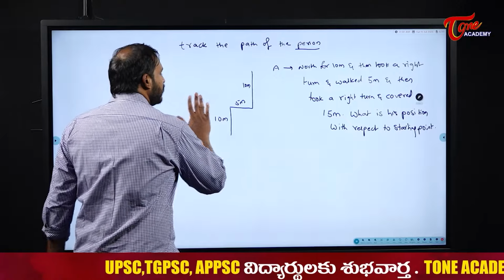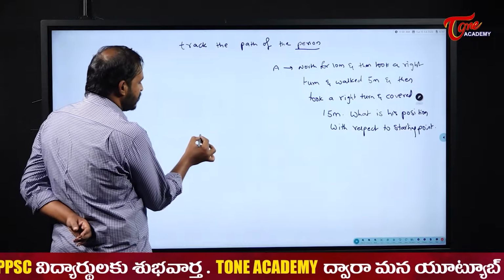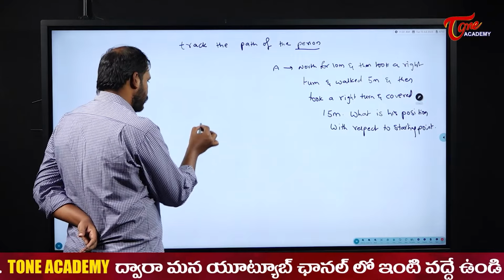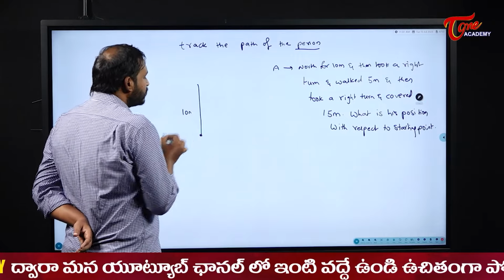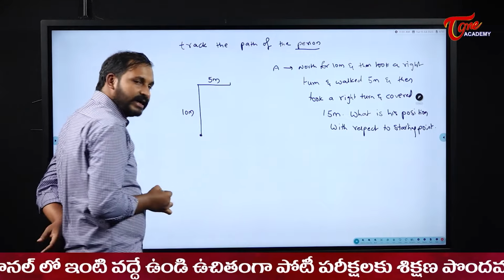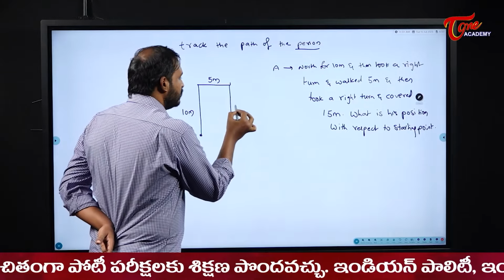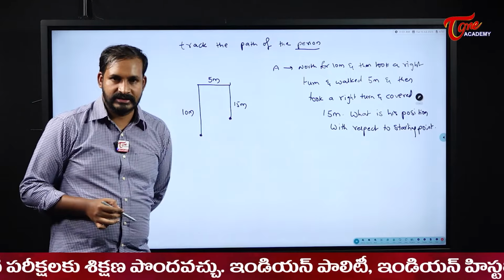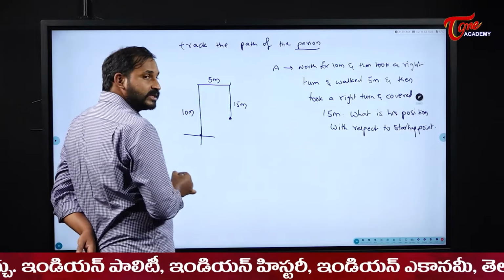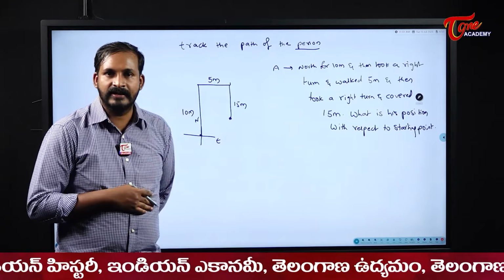Now see here, students, when tracking, I will need to track the path, right? So assume that he is at this point. He initially moved towards north for what distance? 10 meters, sir. Okay, 10 meters. And then next he took a right turn and walked for 5 meters. And then took a right turn and covered 15 meters. Is this correct? And what is his position with respect to the starting point? What will you tell? Okay, this is north, sir, this is east. Our answer is northeast. Is this correct here?